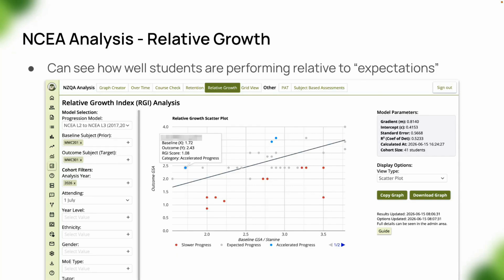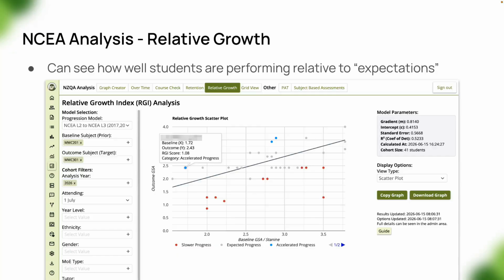The other one that we've just recently built in is relative growth. So the way relative growth works is it takes either PAT data or the previous year's NCEA data, so level 1 to predict level 2, level 2 to predict level 3, and goes how well are students performing relative to historical trends.